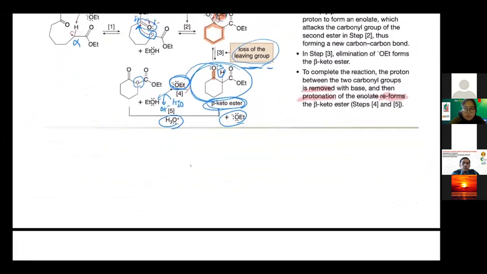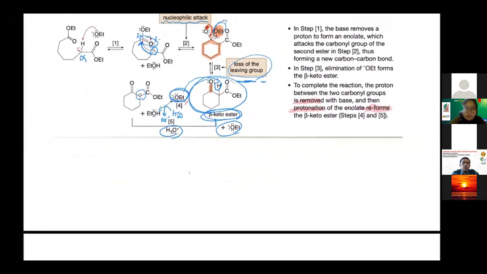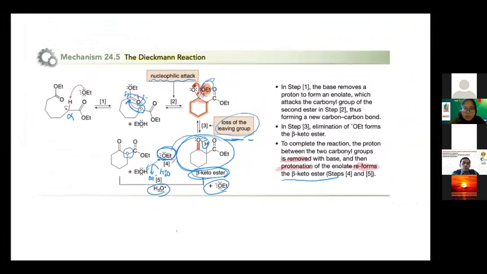Okay, next, same as before, the beta-keto ester is formed. This is the Claisen reaction, but the difference is that it can make a 5- or 6-membered ring, because one molecule has two esters in the same molecule. So this Claisen reaction occurs intramolecularly. It is called the Dieckmann reaction.